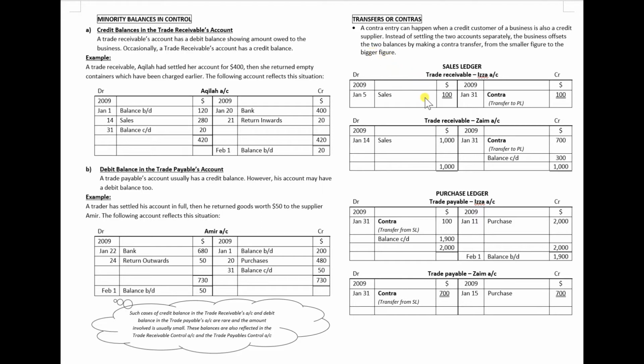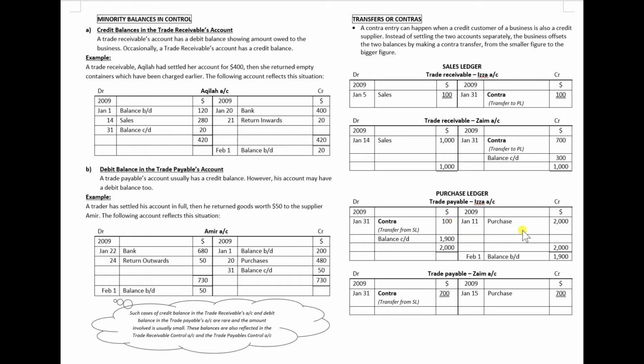So now you can see over here, Iza, customer, we sell to him 100, and then at the same time we also purchase from him 2,000, okay? So this is the smaller one, okay? We offset by making a transfer from the smaller figure. So we contra, meaning we transfer it to the purchase ledger, okay? So 100 here, contra, transfer to the PL, purchase ledger. So in the purchase ledger, you will have a contra entry here, we write 100.